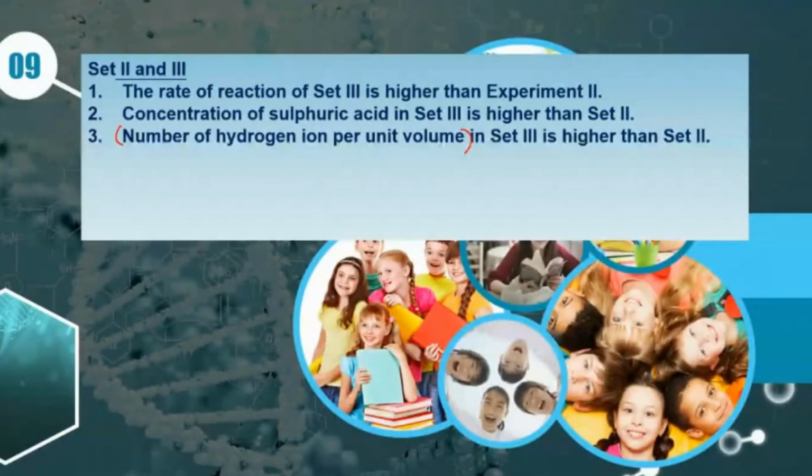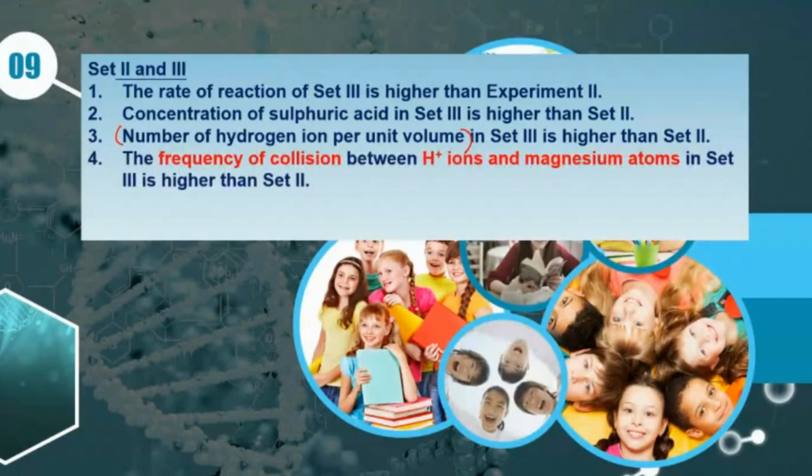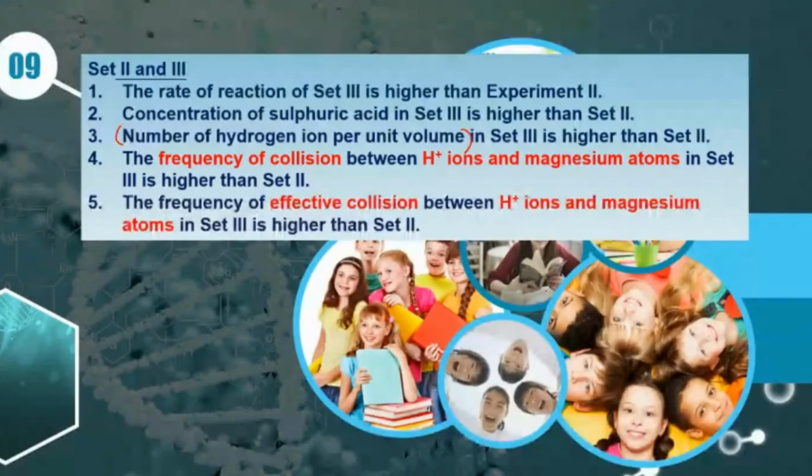Okay, then 4 and 5 are the same. Frequency of collisions is higher than set 2. Frequency of effective collisions. Again, the same particles you have to mention correctly. Okay, class, you may ask, just now I mentioned already, huh? If here I just write particles, can or not? Try not to, because we mark separately. So you have to mention hydrogen ions and magnesium atoms for set 2 and set 3.